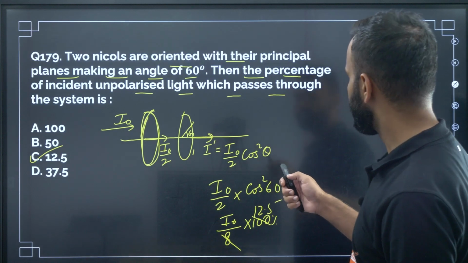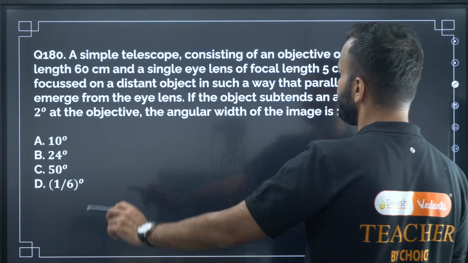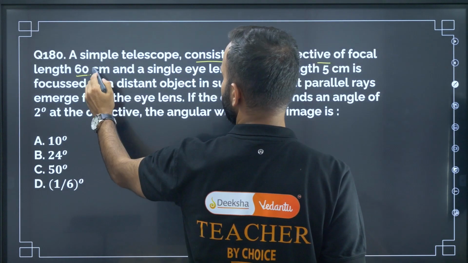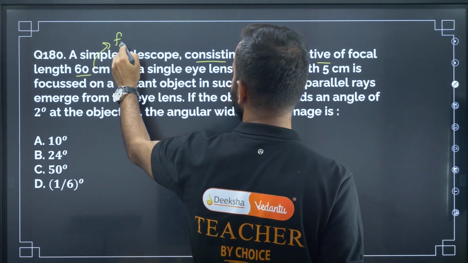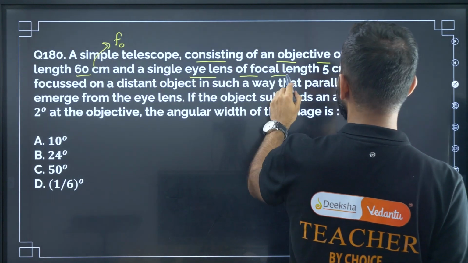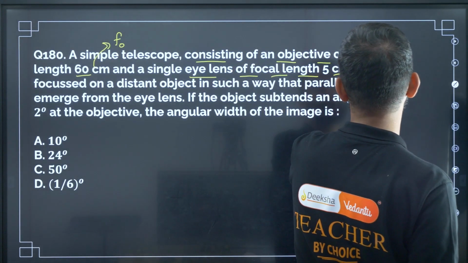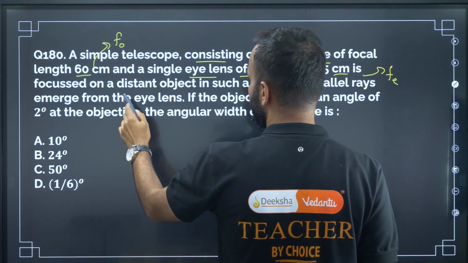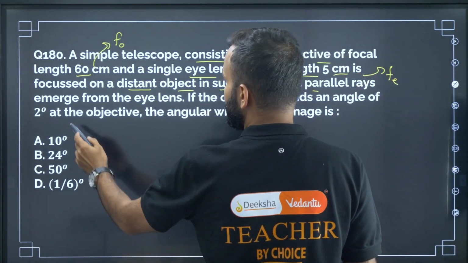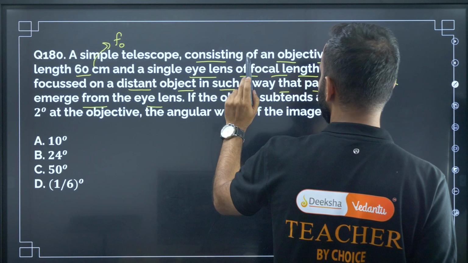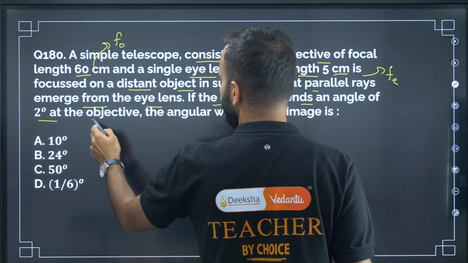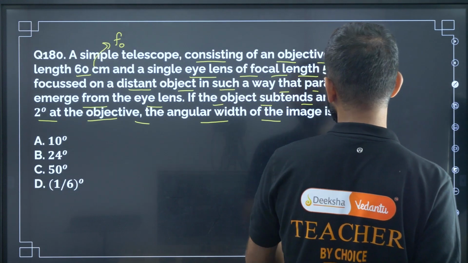Next question, question number 180. A simple telescope consisting of an objective of focal length 60 centimeter, that is FO is equal to 60 centimeter, and a single eye lens of focal length 5 centimeter, FE is equal to 5 centimeter, is focused on a distant object in such a way that parallel rays emerge from the eye lens. If the object subtends an angle of 2 degrees at the objective lens, the angular width of the image is?